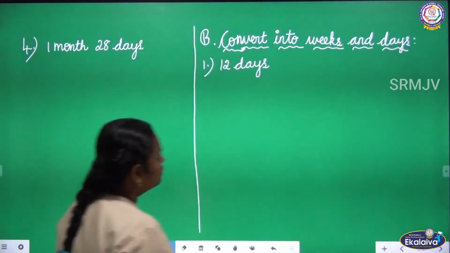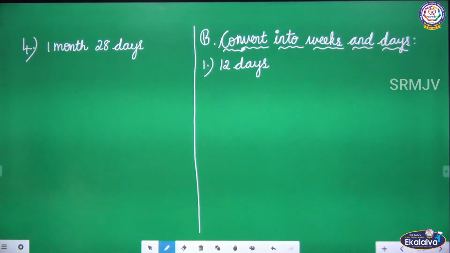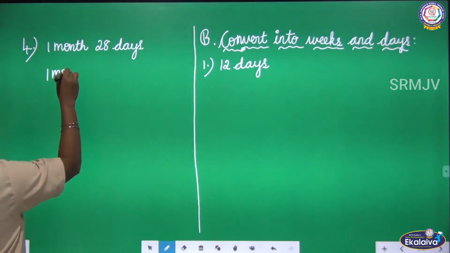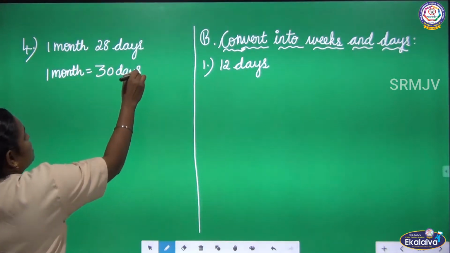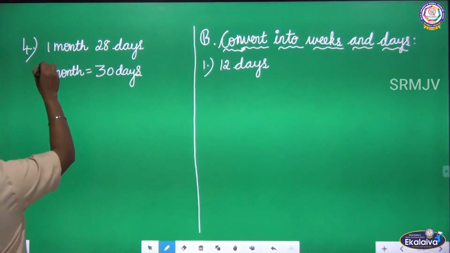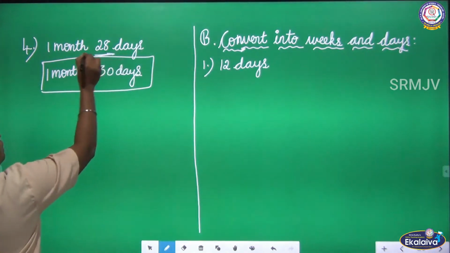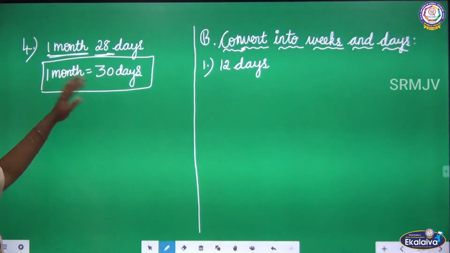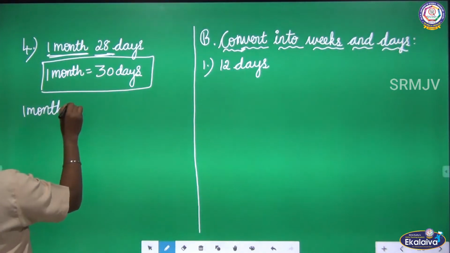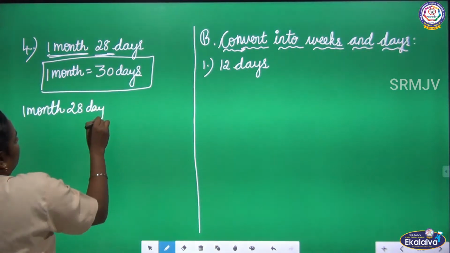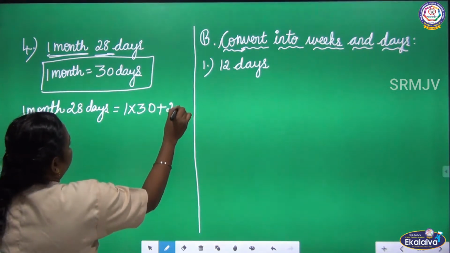Next one. So 1 month 28 days. We are going to convert into days. So 1 month equal to how many days? 1 month equal to 30 days. So we are going to convert 1 month and then 28 days. See, this is already in days. We are going to convert this month alone into days, and then we are going to add. So 1 month 28 days equal to 1 into 30 plus 28 days.